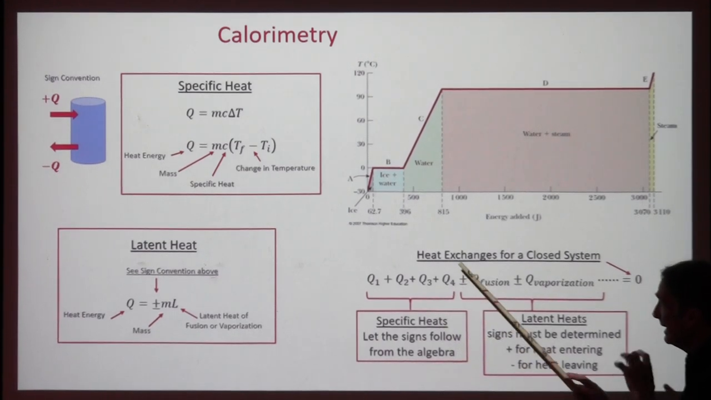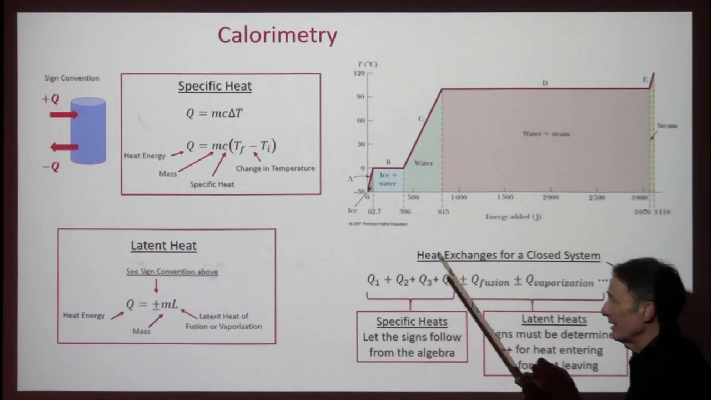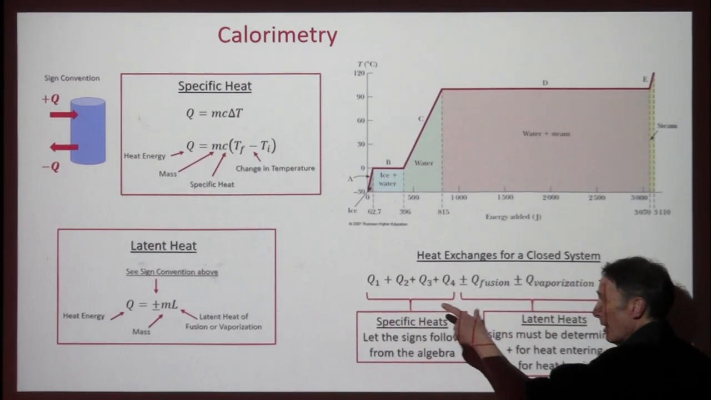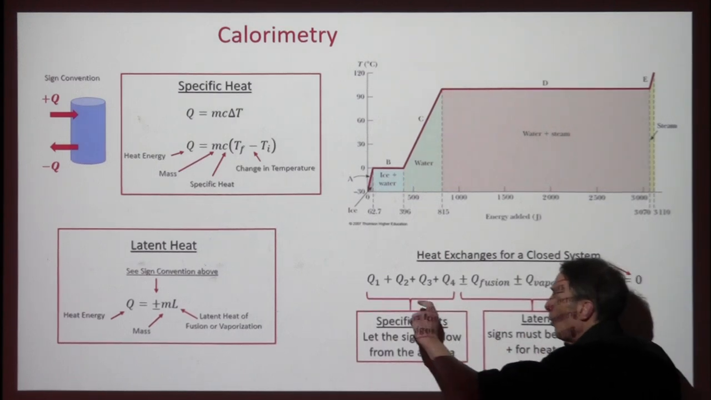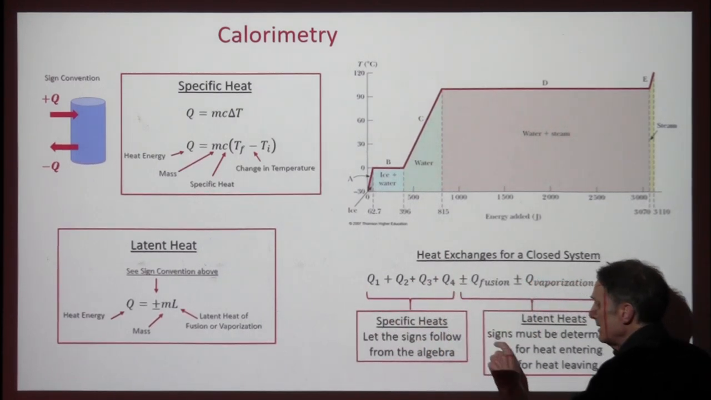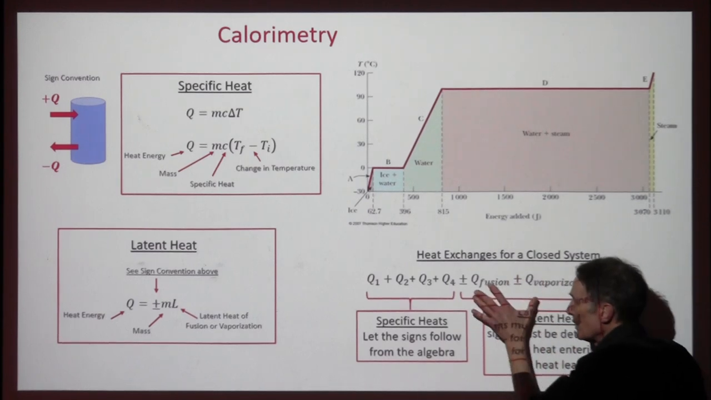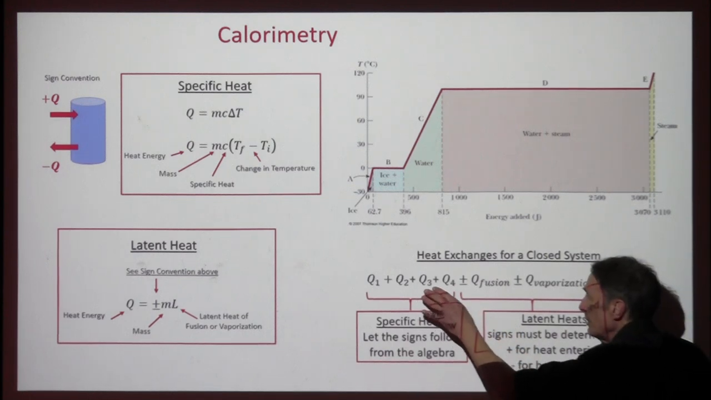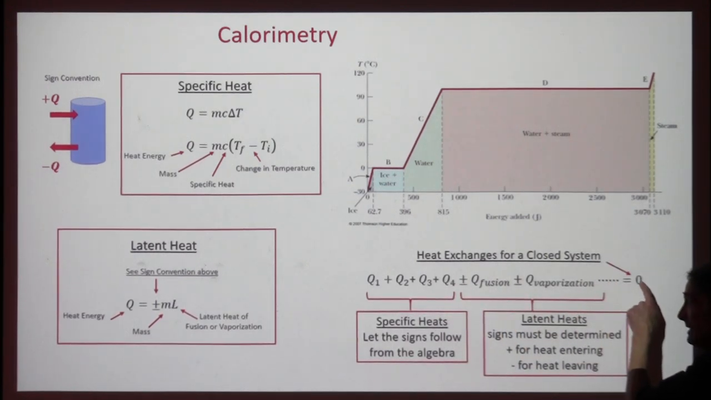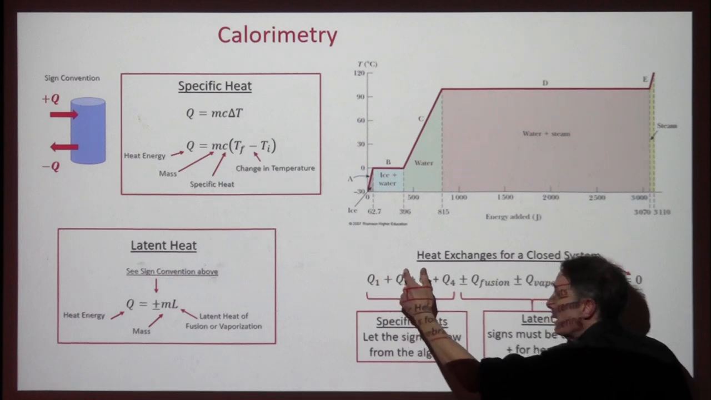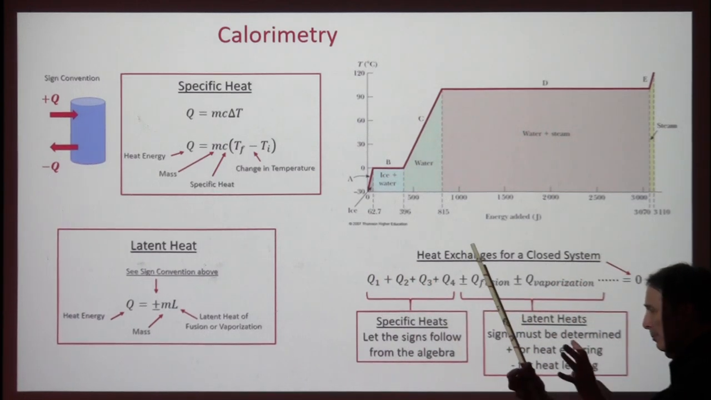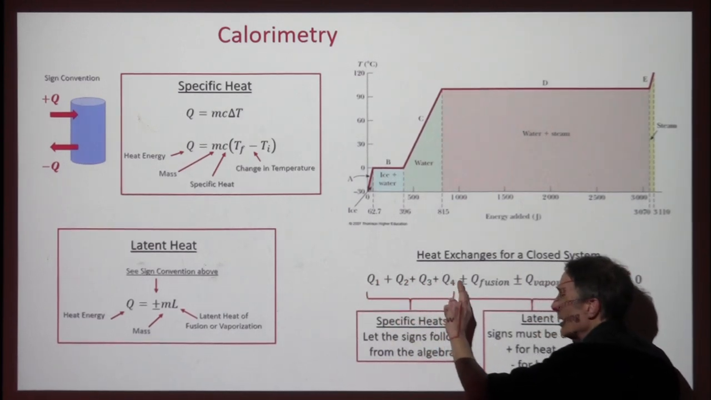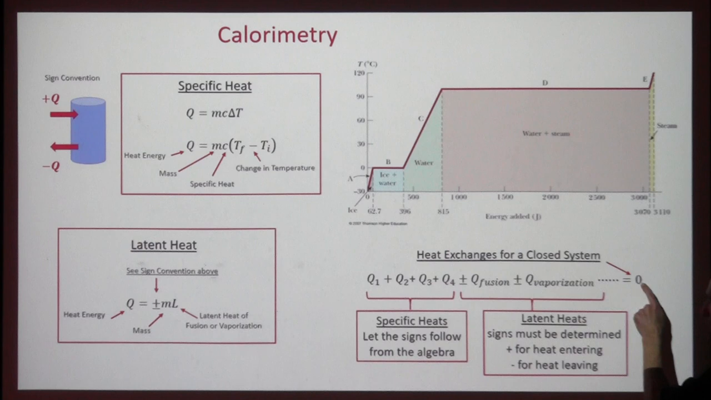If we're going to have heat exchanges between things, like we did in the lab where the sample goes into the water and the cup and we have some exchanges of heat, we add up all of those heats, and we'll get to fusion and vaporization, they're going to follow along. We just add them up for a closed system, they should be equal to what? Yeah, zero. Some are going to be plus, some are going to be minus, and the idea is that they're all separated and insulated away from the rest of the universe, they should just exchange heat back and forth between them, and overall it should be zero.